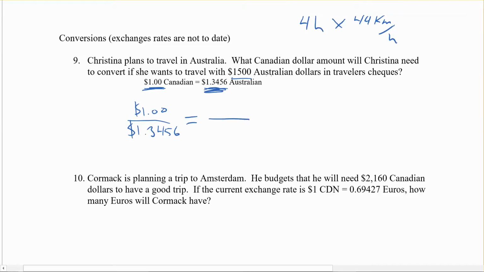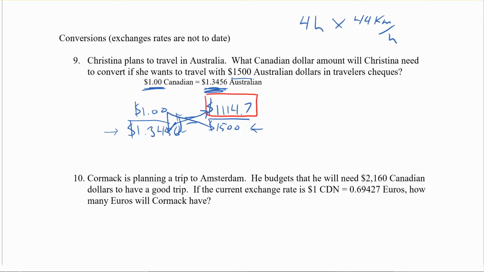The one thing you have to make sure you do is the bottom one was Australian, right? So on the other side of the ratio, this also has to be the Australian one. So this will be $1,500. And we can see that we've just set up a ratio, right? This ratio is going to be the same as what I need on this side. So it's just going to be $1,500 times 1 divided by 1.34. And that gives you that.